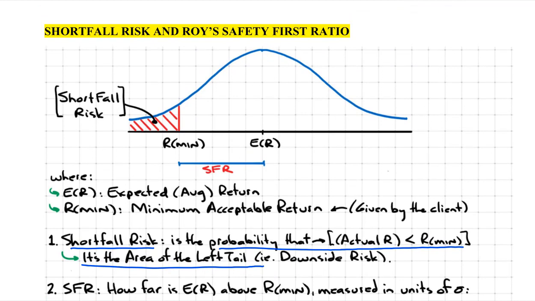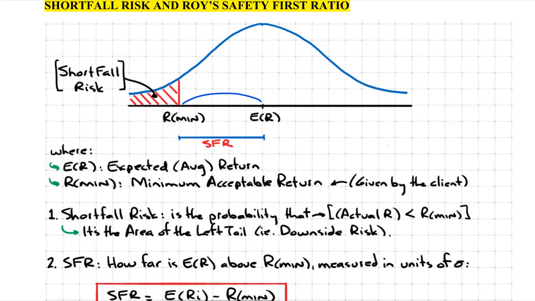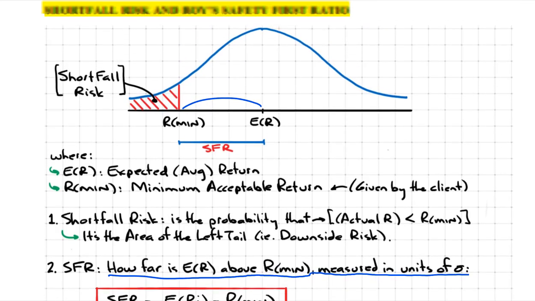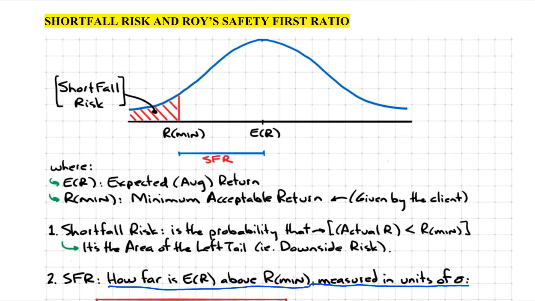So shortfall risk therefore represents downside risk. And you could see the connection. So this here would indicate that return fell below the expected return. In other words, it's the risk of return falling below expectations. Now, on the other hand, safety first ratio measures how far the expected return is above this minimum acceptable level of return, but measured in units of standard deviation. So you can see how shortfall risk and safety first ratio are connected.